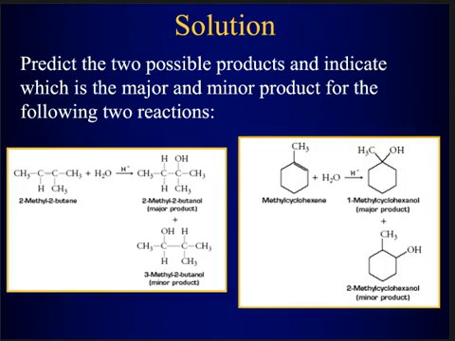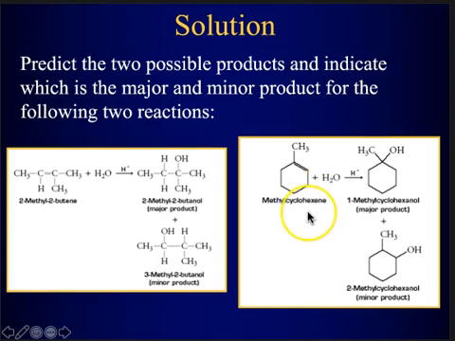Here is the solution for that practice problem. If we look at this alkene, I have a hydrogen here. So we know that the hydrogen from the water is going to attach here, and the alcohol is going to attach here for our major product. And then for our minor product, we'll have the hydrogen attached to this one, and the alcohol group attached to the second one.